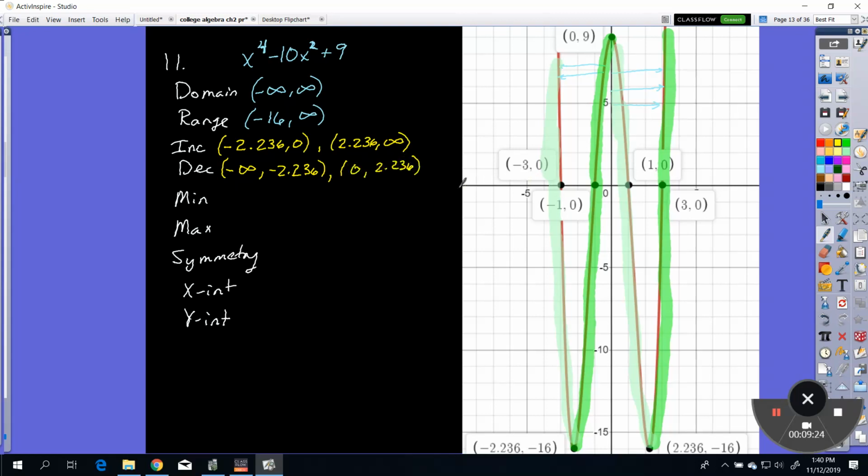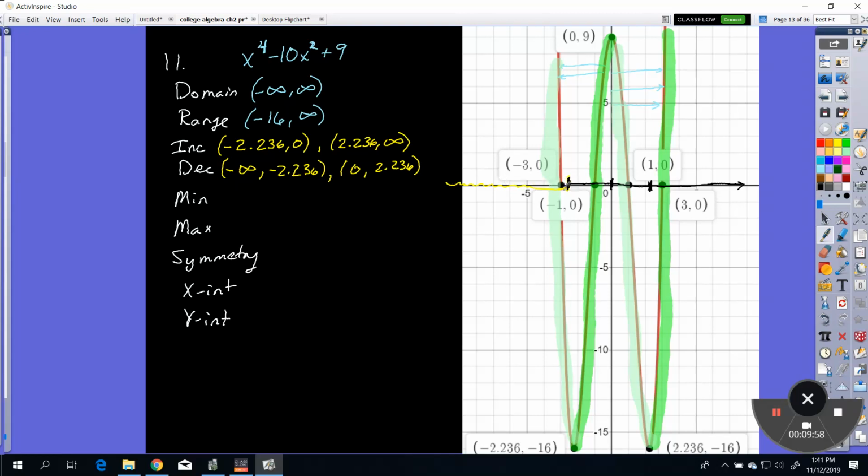So notice, if I were to come along here, from all the way out here to 2.236, right here on my line, that's decreasing. And then between here and here, it's increasing. And between here and here, it's decreasing. And from out here on out, forever, it's increasing. See how every point of this x-axis is being used? Each part of this x-axis is being assigned a place where it's either increasing or decreasing.